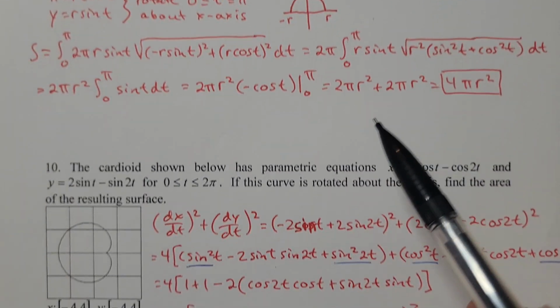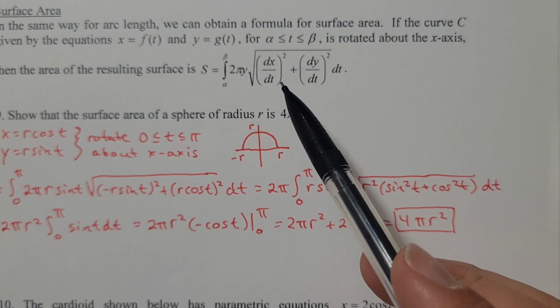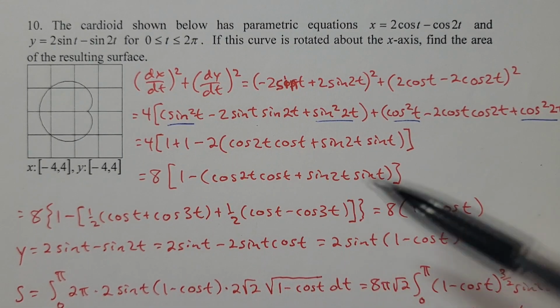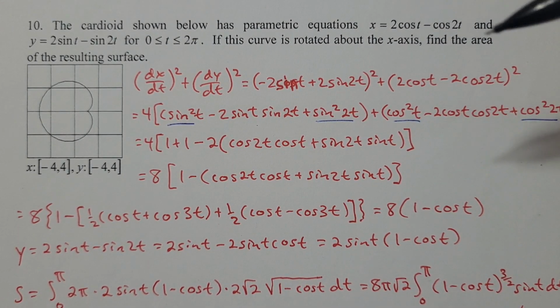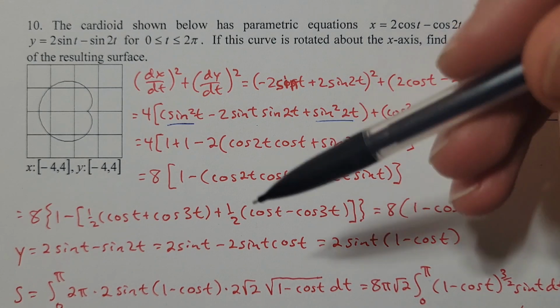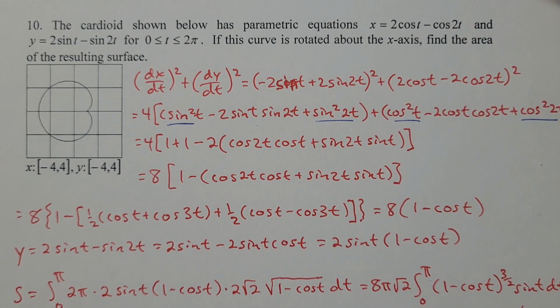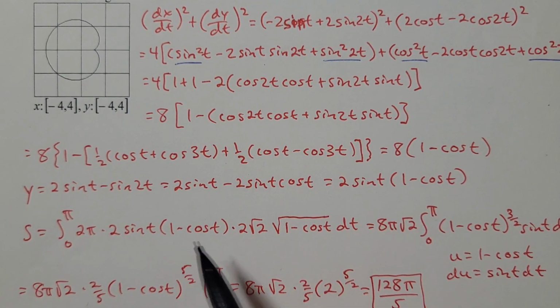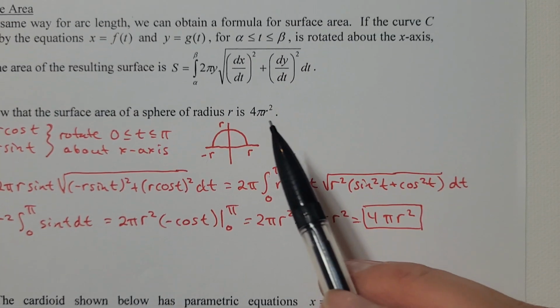formula, and I've got to find dx/dt squared plus dy/dt squared. That's going to be this work right here. The reason why I'm not setting up an integral is because I don't want thousands of integrals all over the place. So once I've got that all simplified, then I'm going to go ahead and give my integral here. And also we'll go ahead and simplify y as well.